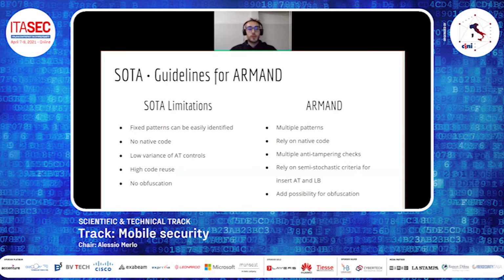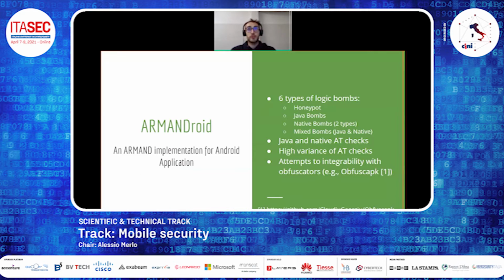To overcome these limitations, ARMAND creates multiple patterns in the APK file and injects several anti-tampering controls that rely on both Java and native code. Moreover, ARMAND relies on semi-stochastic criteria to inject both anti-tampering controls and logic bombs in order to create a different version of an APK file at each protection process. Finally, we combine protection and obfuscation to guarantee a high protection level.